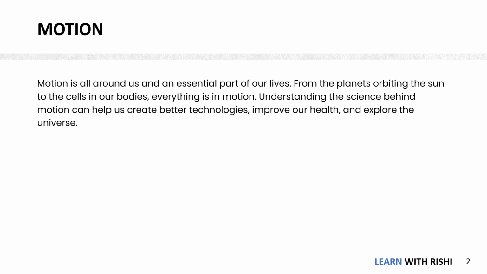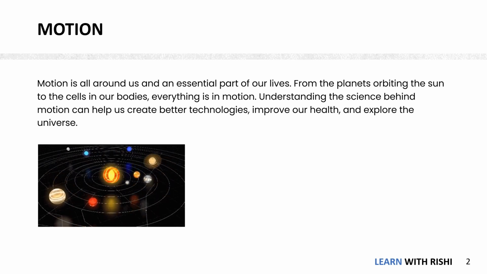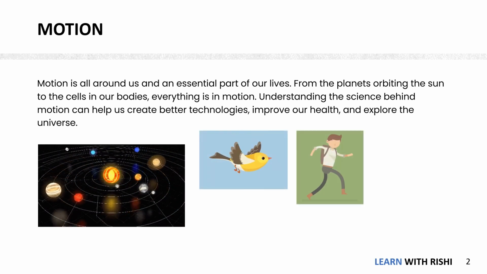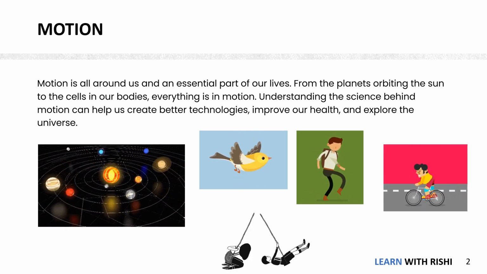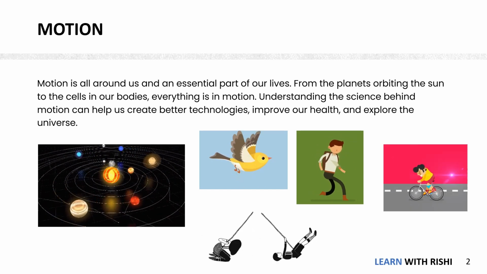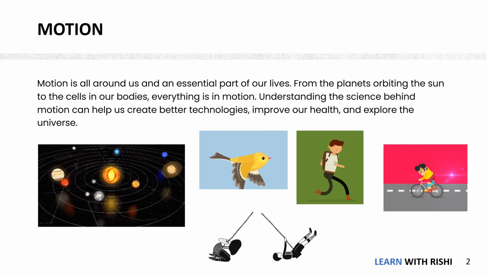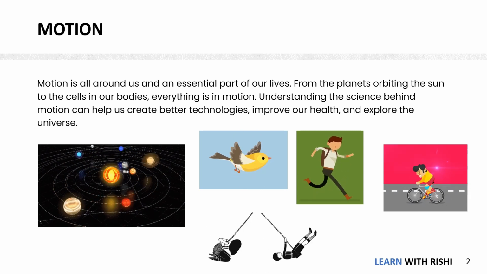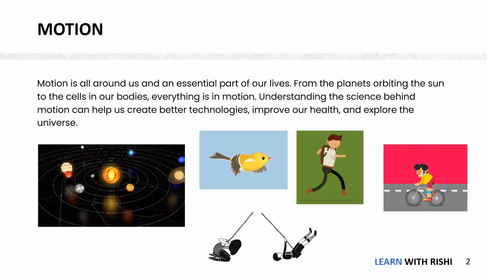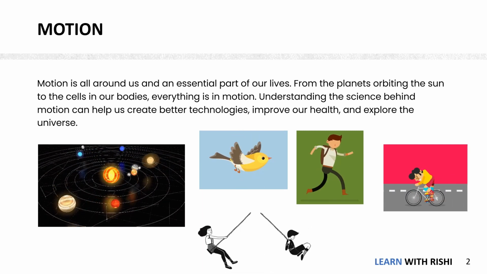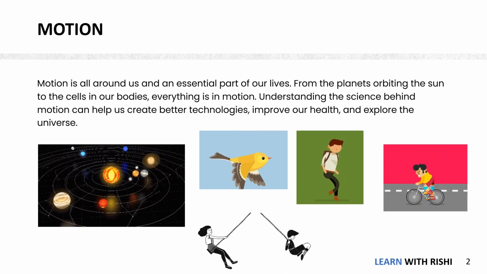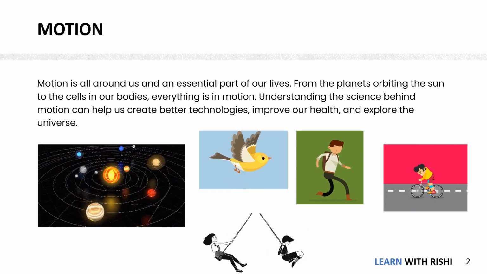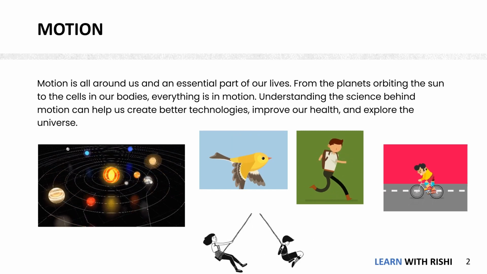Let us see some examples of motion. First example, here you can see the planets orbiting the sun, a bird flying in the sky, a man running, a man cycling, children swinging. So as you can see here, everyone is performing different kinds of motion. One is performing linear motion, someone is performing oscillatory motion, someone is performing circular motion, and the bird is performing a random motion. So motion can be of different types.